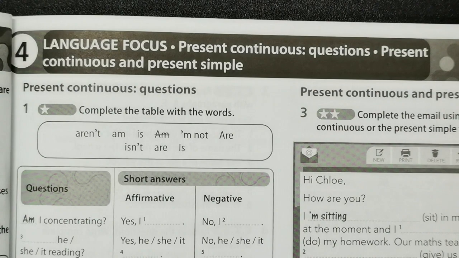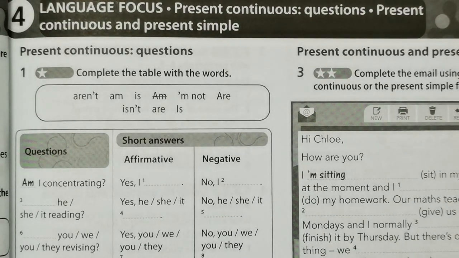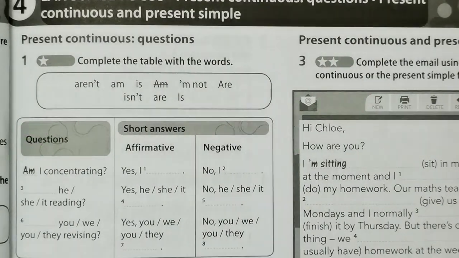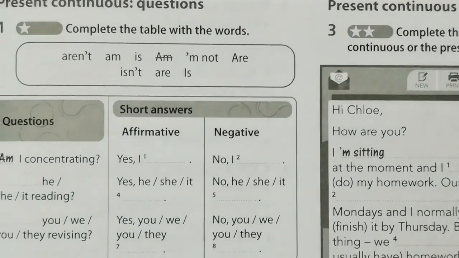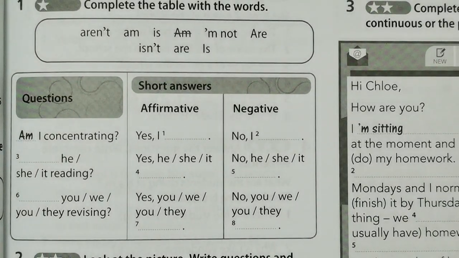So I won't explain too much in this video about the grammar. So let's begin with part number 1. Present continuous corrections, Activity 1. We have to complete the table with the words. So we have these few words here. So maybe I maximize it a bit. So corrections.